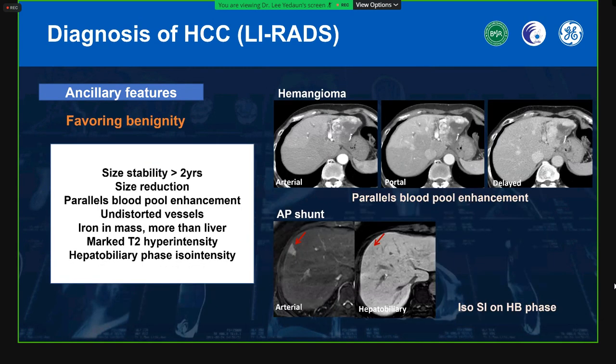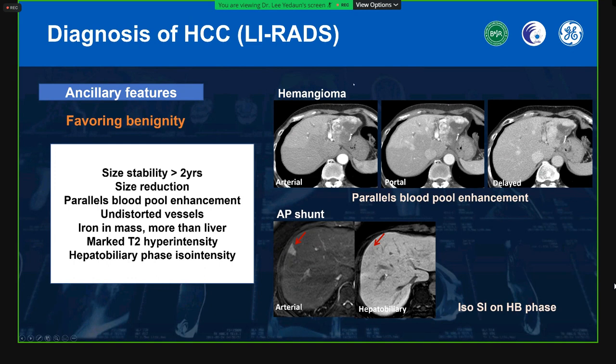Ancillary features favoring benignity include stable size over 2 years, size reduction, parallel blood pool enhancement, undistorted vessels, iron in mass more than liver, marked T2 hyperintensity, and hepatobiliary phase isointensity. Parallel blood pool enhancement can be typically found in hemangioma.